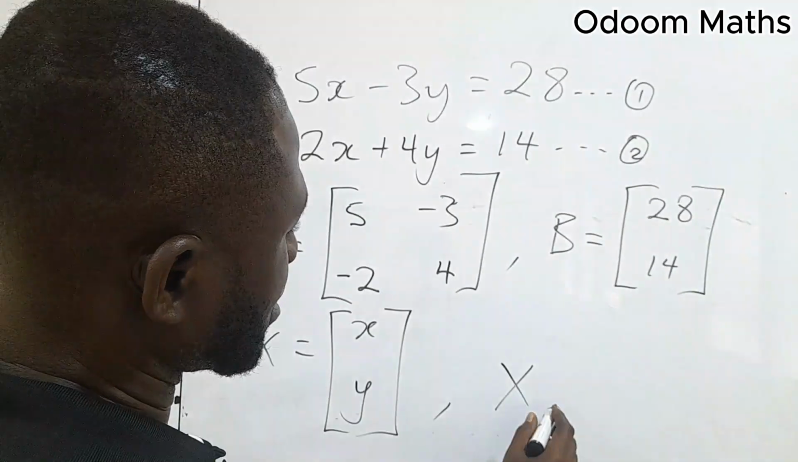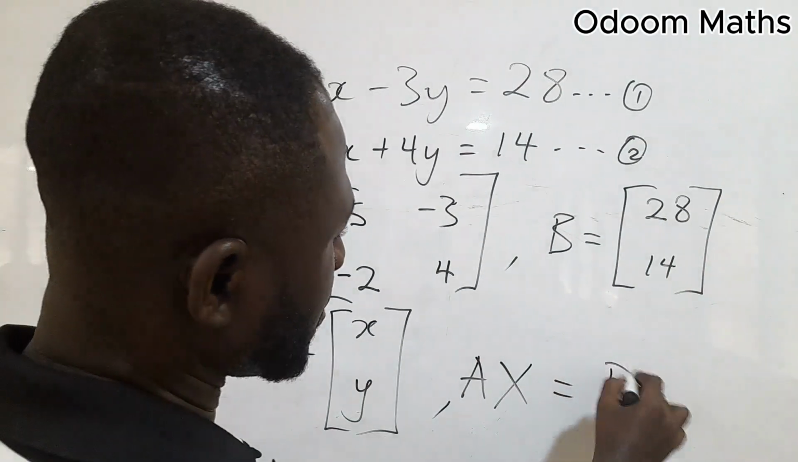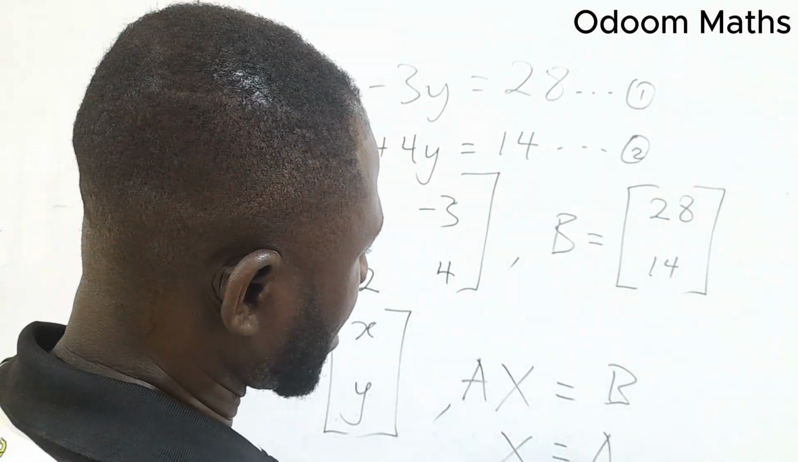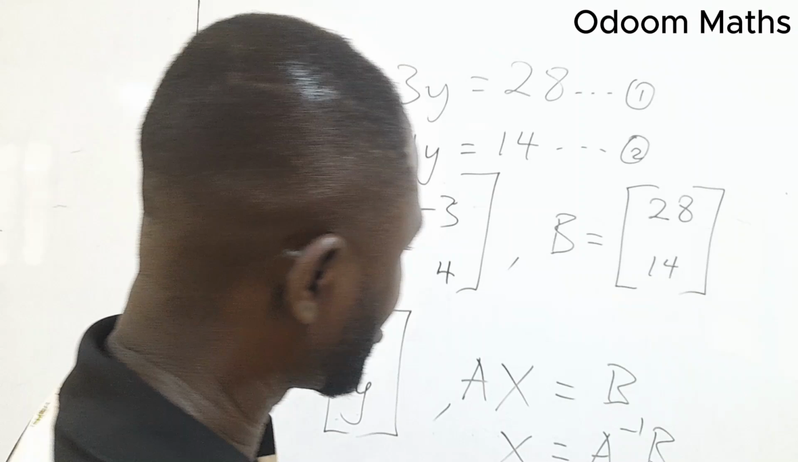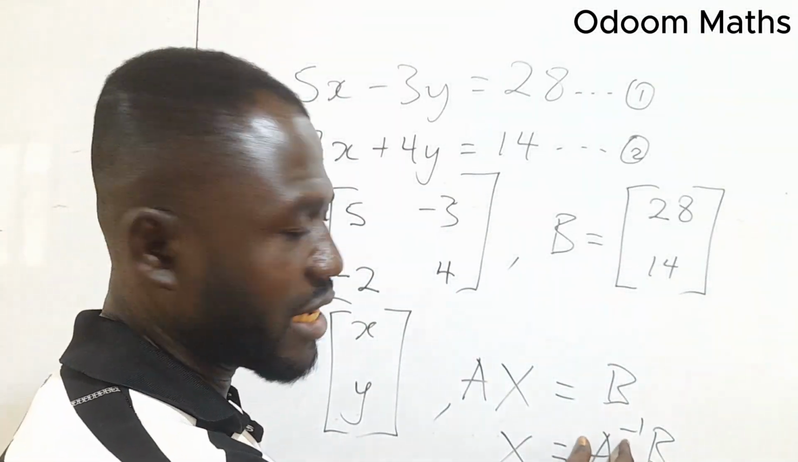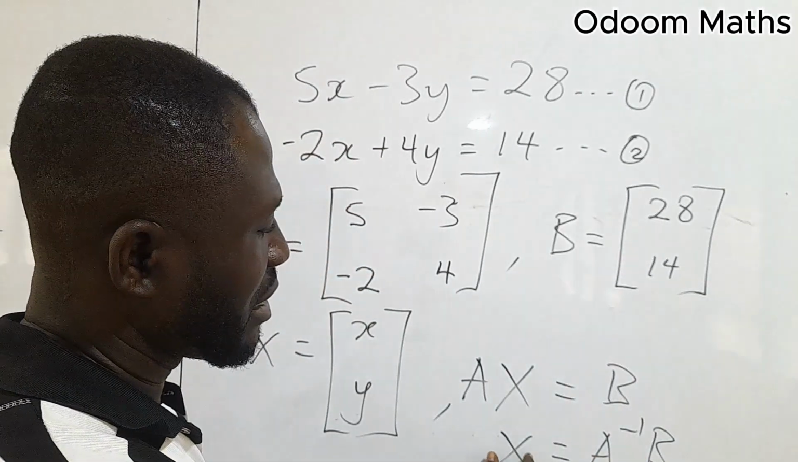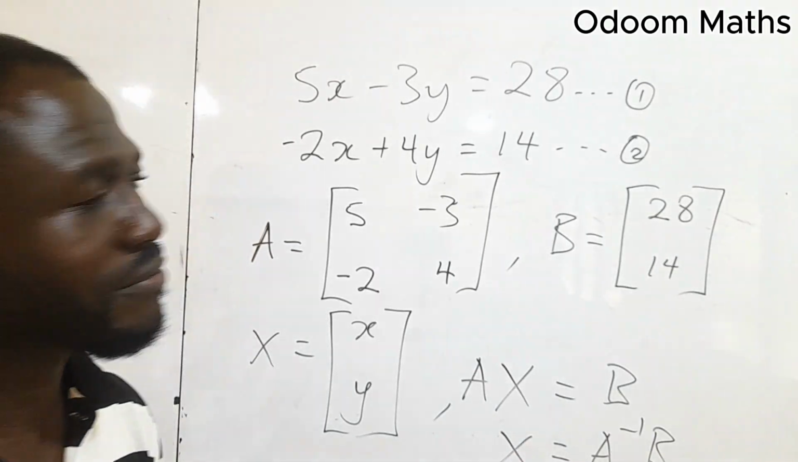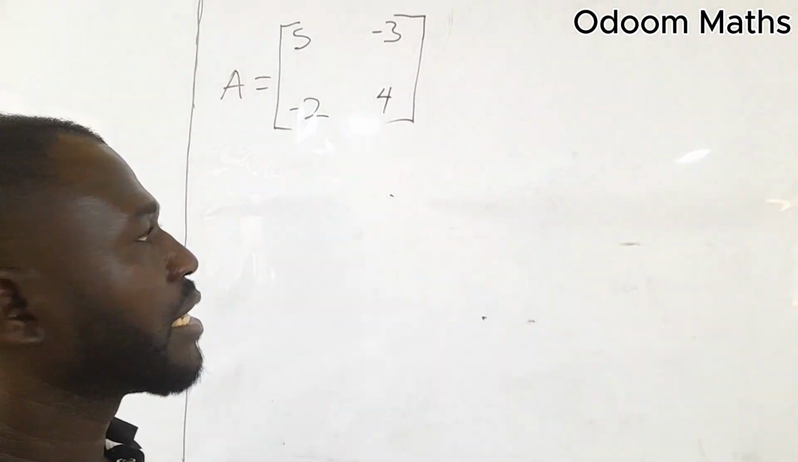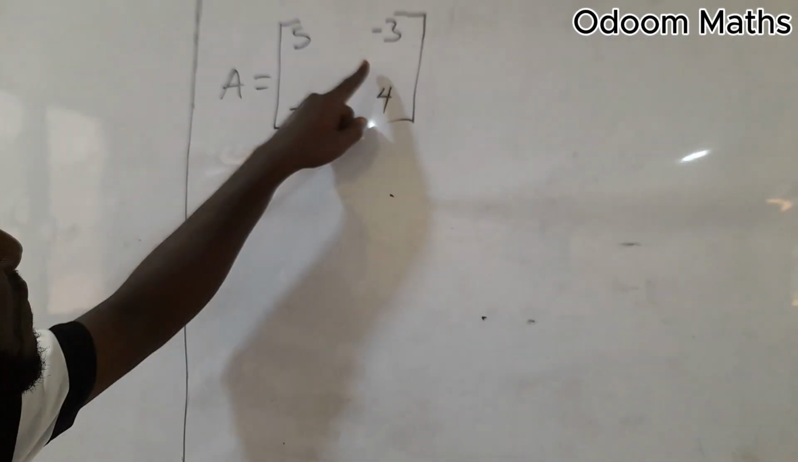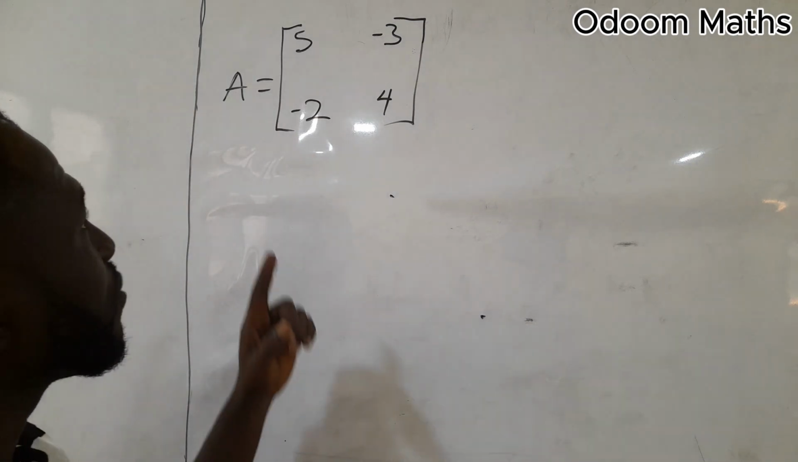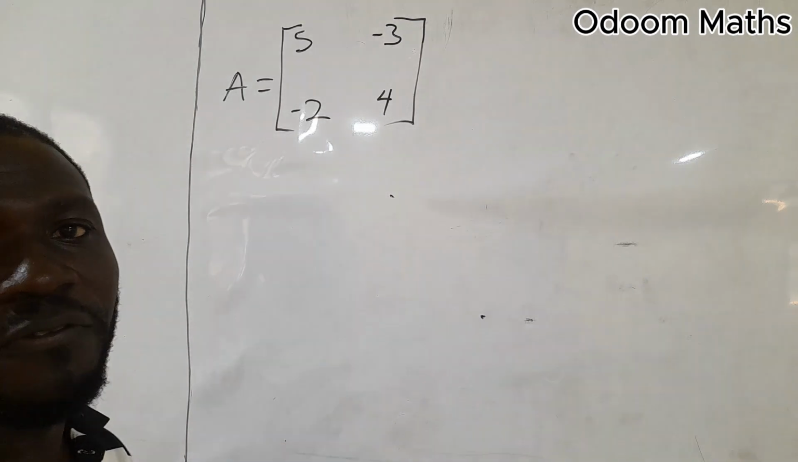But we are told that AX is equal to B, and that when we make X the subject, we are going to have X being equal to A inverse times B. So it means that we need to get the inverse of A, then we multiply it by B to get the elements of matrix X. Okay, so our matrix A is 5, negative 3, negative 2, 4. So we need to find the inverse of A. But before we find the inverse of A, we need the determinant of A.